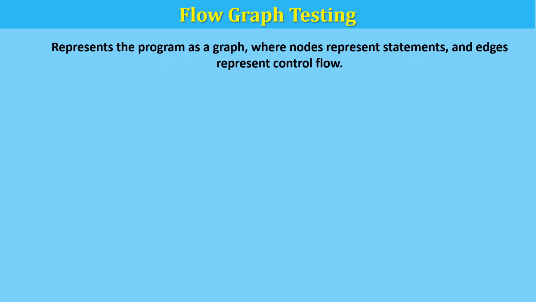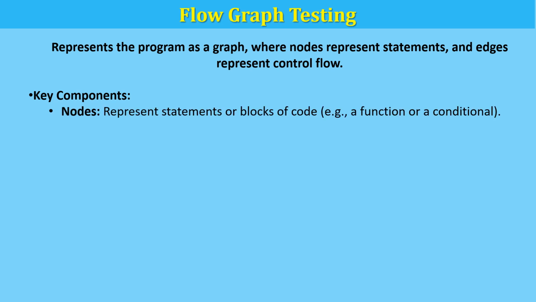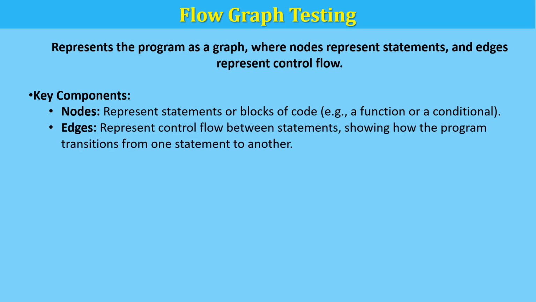Flow graph testing. Key components. Flow graph testing helps visualize the internal structure of the software, highlighting the logical flow between different parts of the code. By breaking the program down into nodes and edges, the technique allows testers to ensure that all paths through the code are covered.